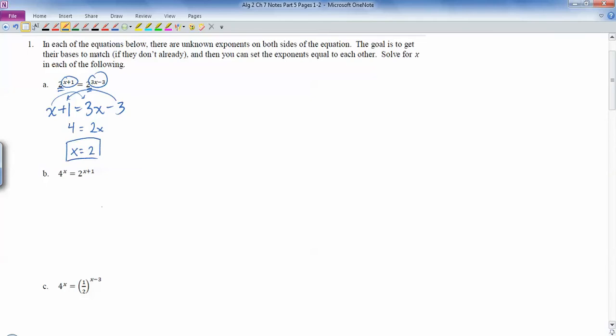That's pretty simple. In the second one, the bases are different, but we can kind of rig it so that the bases are the same, because 4 is really 2 squared. So 4 to the x is really 2 squared to the x, and that equals 2 to the x plus 1. And then when I have a power to another power, you just multiply them. So that's 2 to the 2x equals 2 to the x plus 1. And now the bases are the same, so I can set the exponents to be equal to each other. So 2x equals x plus 1, and if I subtract x from both sides, I just get that x is 1.